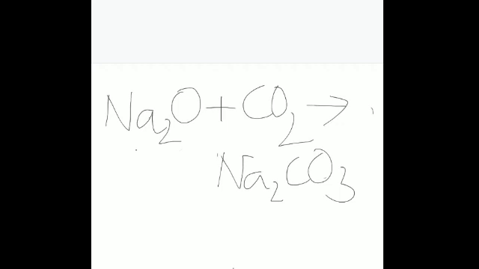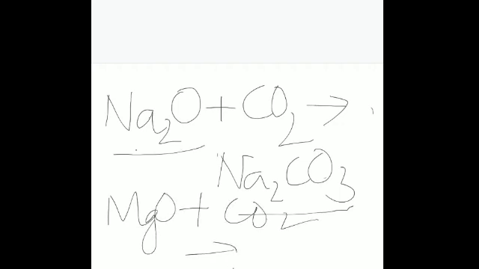Then carbon dioxide reacts with basic metallic oxides, that is, metal oxides dissolve in water to form the bases. So when metallic oxides react with carbon dioxide, they form metal carbonates. You can take magnesium oxide and carbon dioxide; it will result in the formation of magnesium carbonate. Is that clear? This is the carbonate radical.